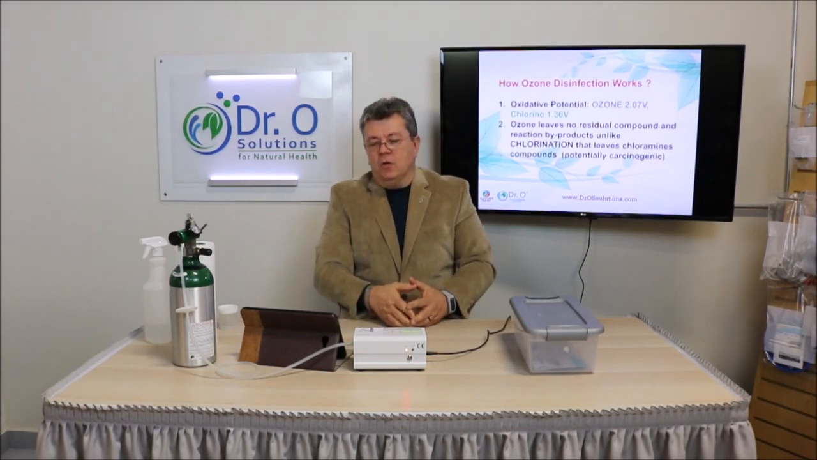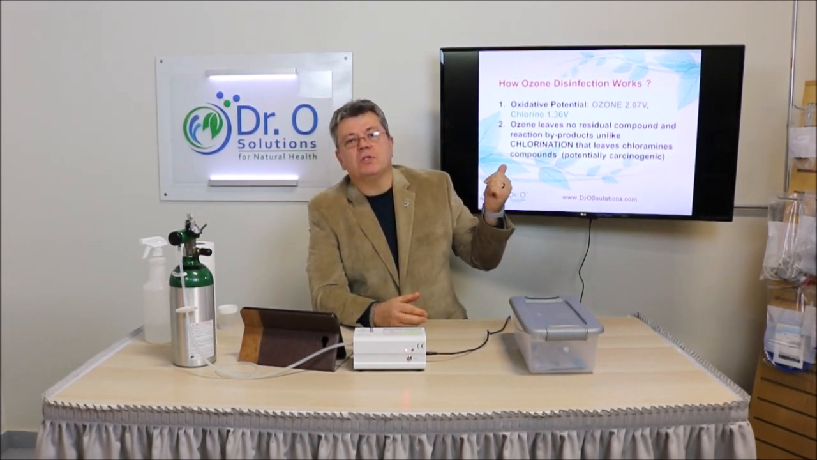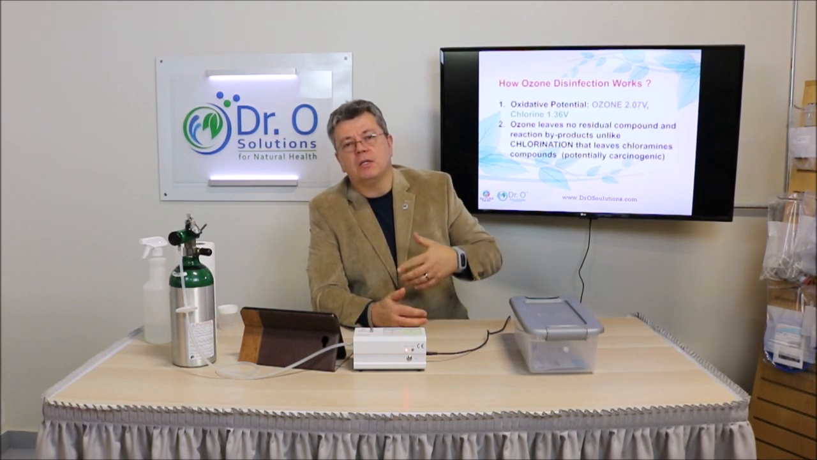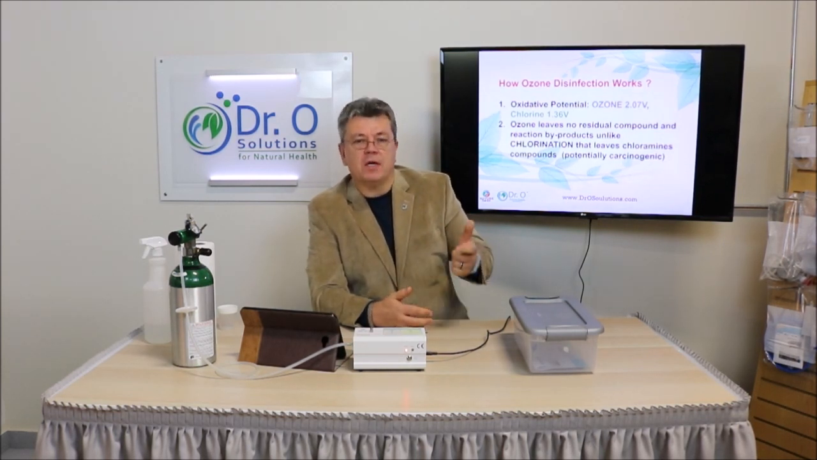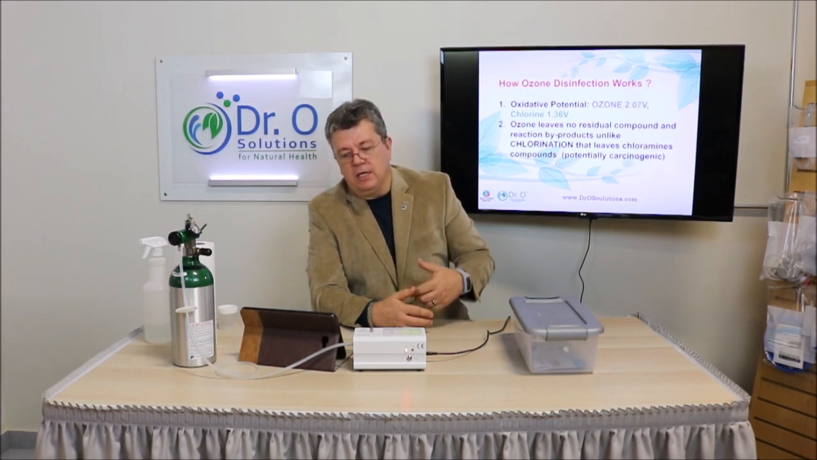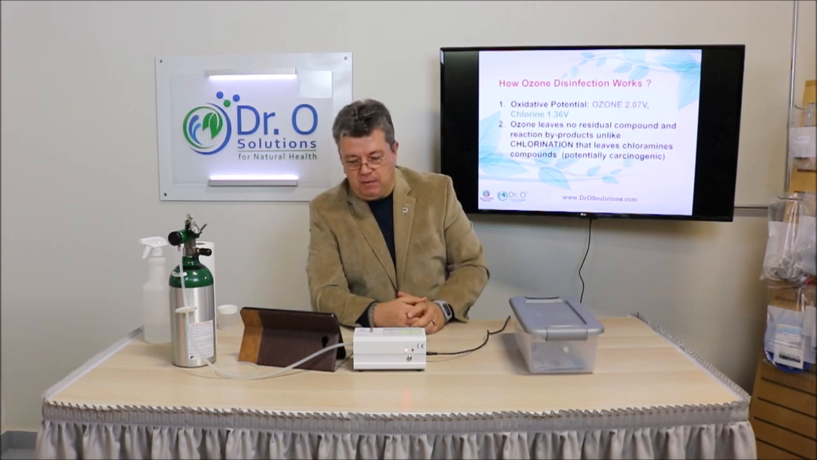Now, how does ozone disinfection work? As you probably know, ozone is the most potent oxidative substance. The oxidative potential of ozone is 2.07 volts and chlorine 1.36 volts. So ozone has more potency and reacts rapidly with all other substances, especially viruses and bacteria, and that's why it's so effective at killing and disinfecting.